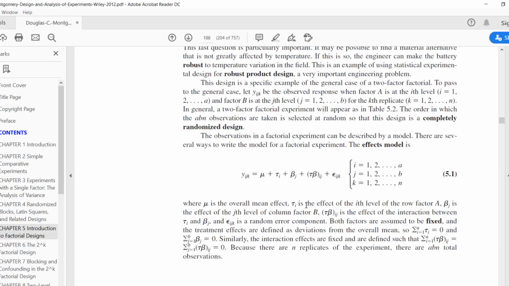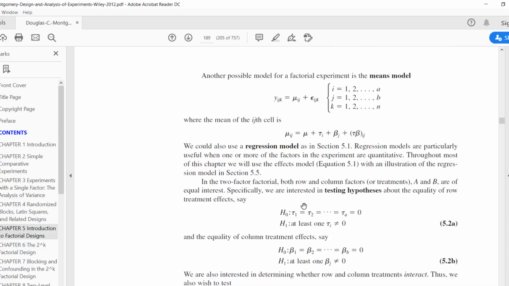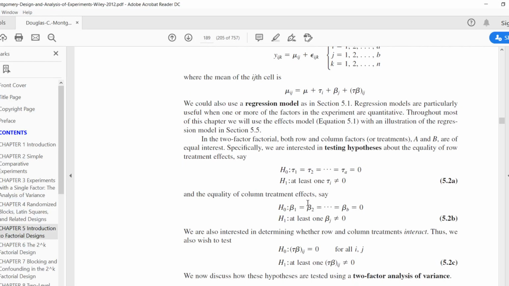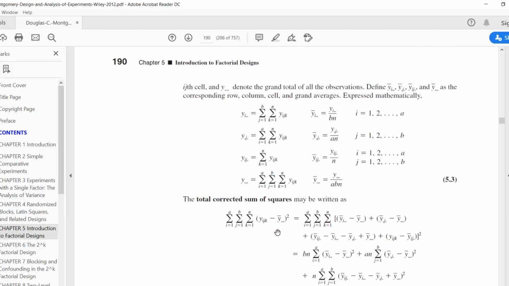And the model is the effects model. It could also be the means model or the regression model. And the hypotheses involve either tau i, beta j, or the interaction between tau i and beta j. This term, tau i beta j, can look very confusing, but it involves blocks and also treatments. So hopefully that was helpful, and I'll go over the calculations here next.